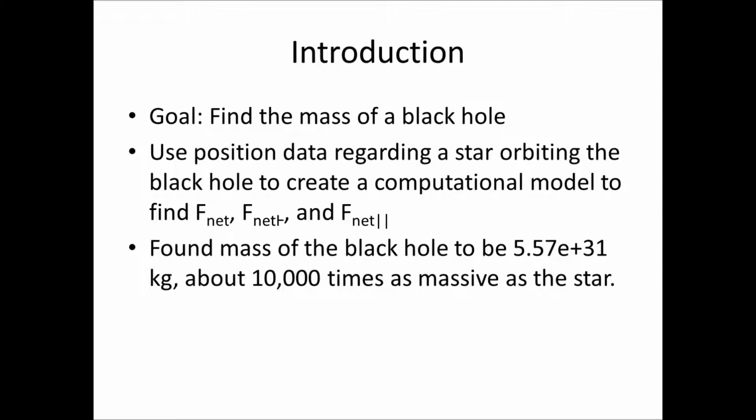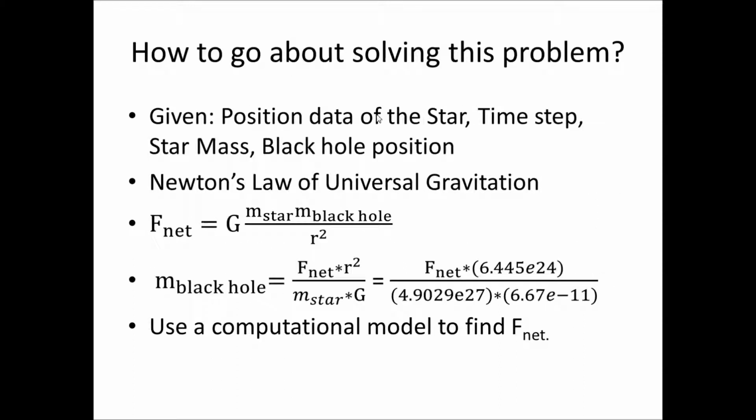I was able to find the final mass of the black hole to be about 10,000 times as massive as the orbiting star. First, I found a method to go about solving the problem. We assume the gravity of the black hole is the only force acting on the star. Newton's law of universal gravitation is Fnet equals gravitational constant multiplied by mass 1, the mass of the star, multiplied by mass 2, the mass of the black hole, divided by the distance squared.